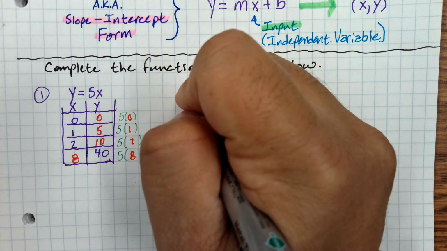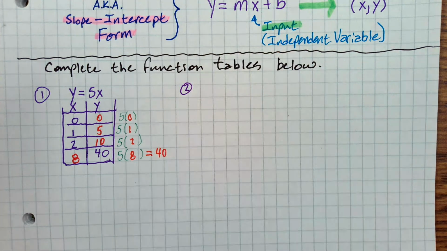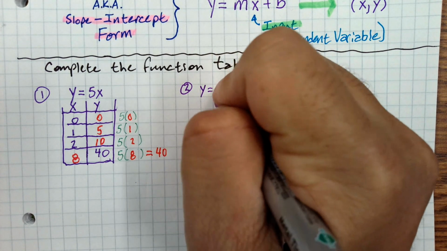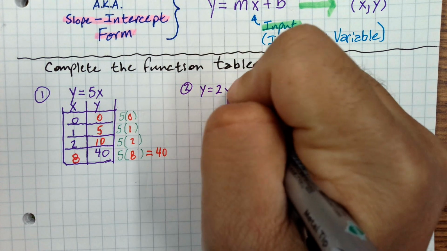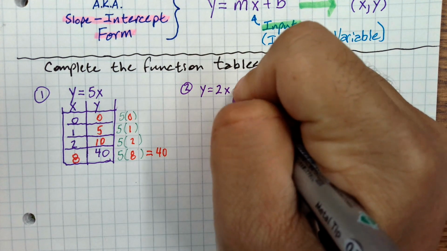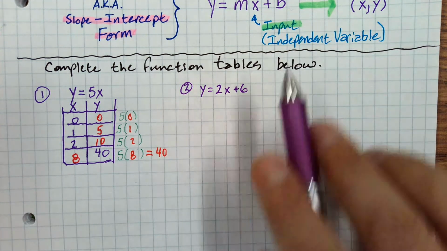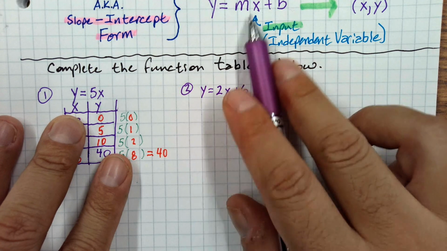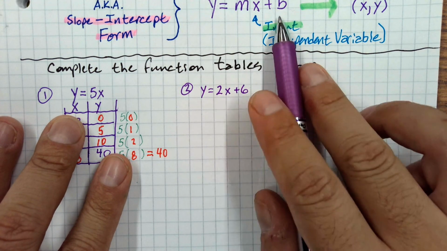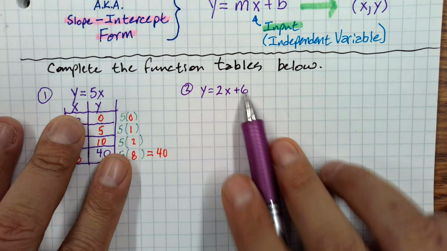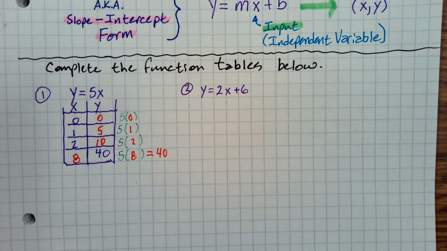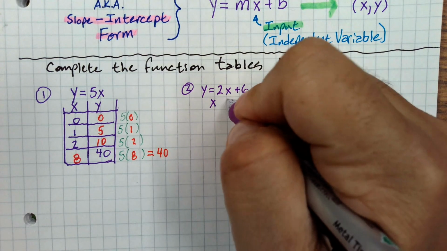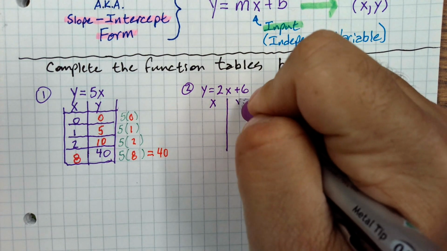Number 2. So this one, let's do y equals 2 times x, and then we're going to add 6. So this one looks more like this equation. The m value is 2. You see m is 2, and the b value is 6. So that looks more like a regular function form or slope-intercept equation. Okay, so here we go. X and y.